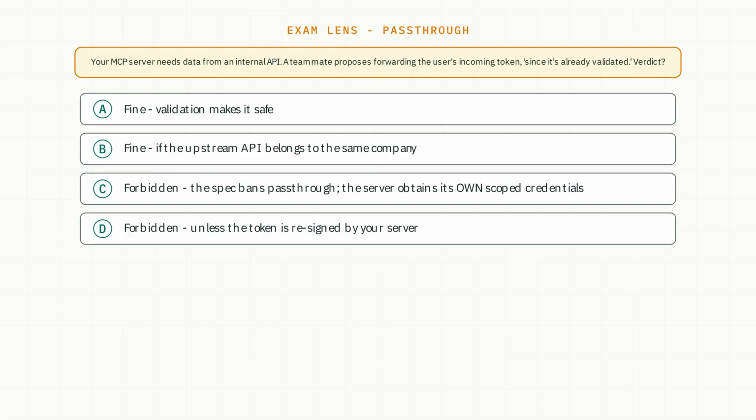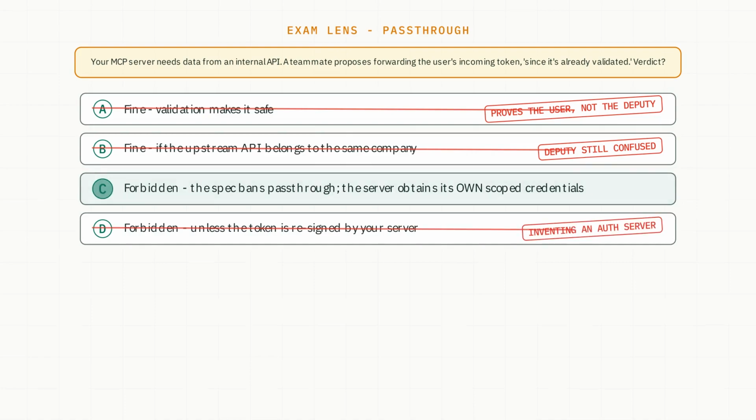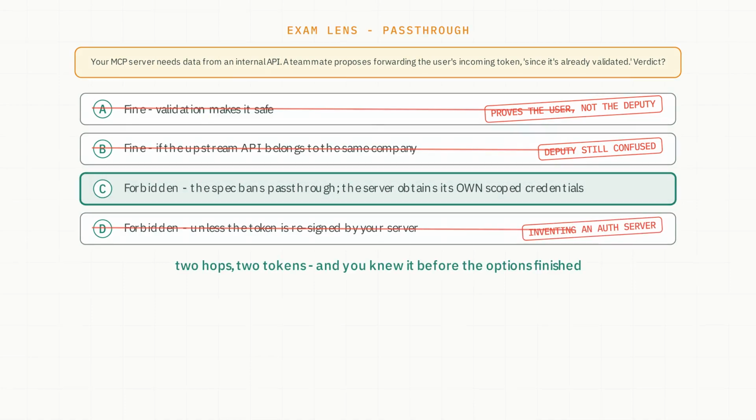Forbidden, the spec bans pass-through, the server obtains its own scoped credentials for upstream, or forbidden unless the token is re-signed by your server. Same company changes nothing, the deputy is still confused. Re-signing by your server is inventing an authorization server, worse. Validation proves who the user is, not what the middleman should do. The pass-through ban is the answer, 2 hops, 2 tokens, and you knew it before the options finished.